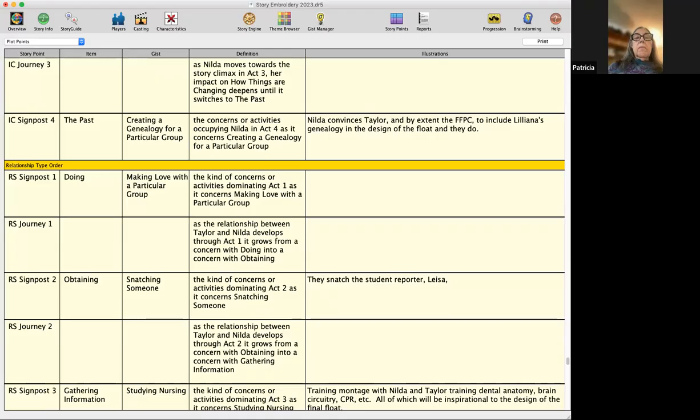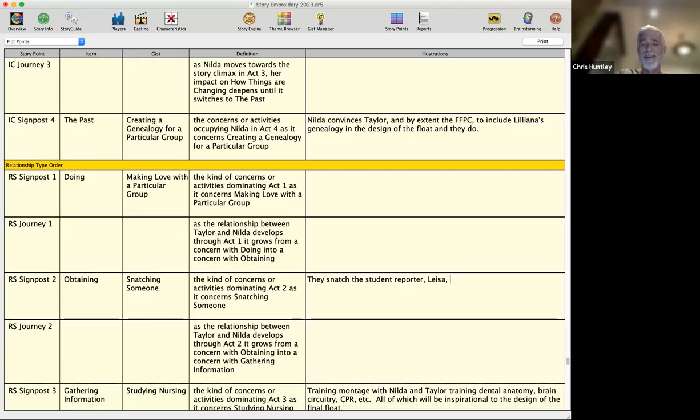So they snatch the student reporter, Lisa, and do what with her? You're saying make love with her? I was saying the first signpost is making love with a particular group. Oh, I see. Well, it doesn't have to be this. Okay, this would be the relationship. It could be animals or birds, right?